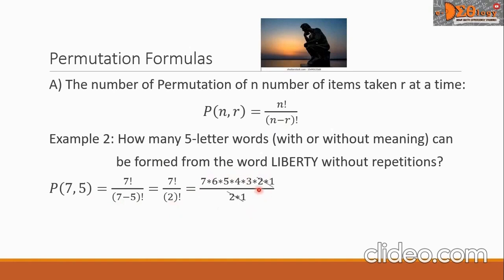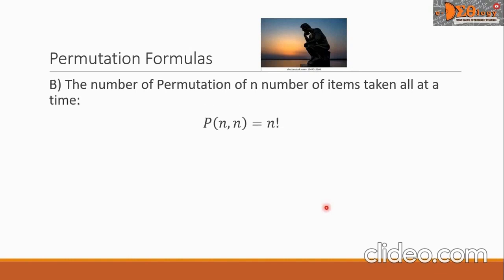We can cancel this 2 times 1, and there is 2 times 1 also in the denominator. So let us multiply 7 times 6 times 5 times 4 times 3, and the product is 2,520. These are the 5-letter words that we can form from the word liberty. This is our final answer.